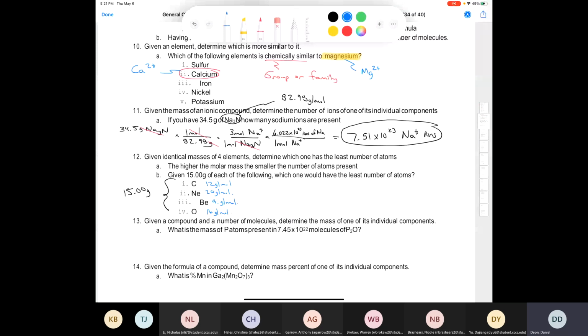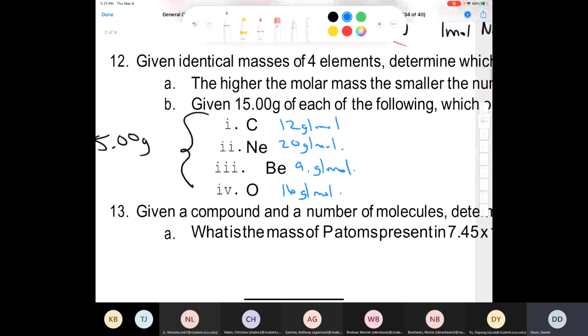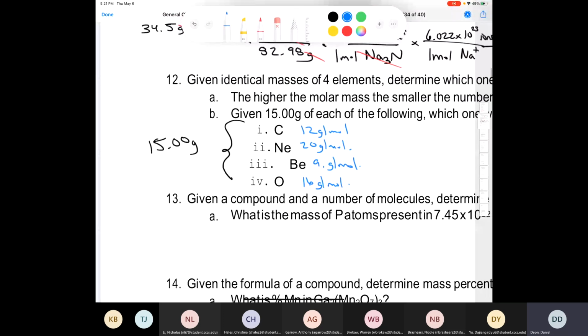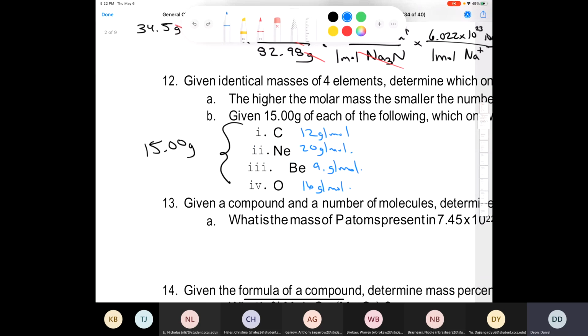Well, let's think about that. If in 1 mole of each of these, you have all the way from 9 to 20 grams, that means the one with the highest molar mass, when you have 15 grams of it, is going to have the smallest number of atoms, won't it? You have the same mass of each one of them, but since these are heavier, to get up to 15 grams, you don't have to count as many atoms out.